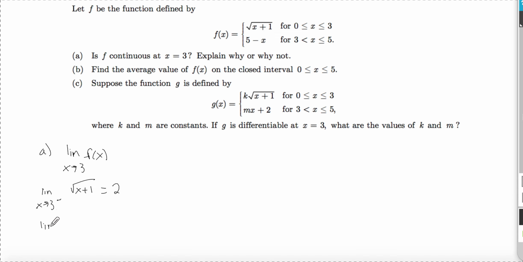I can check my right-hand limit, the limit as x approaches 3 from the right. Check the right-hand side of this x equals 3 value. So that's 5 minus 3, which is going to give me a value of 1. That's not true. Why did I say that? That's weird. It gives me a value of 2. And so what do I know? I know that the limit as x approaches 3 of f of x exists. Great.